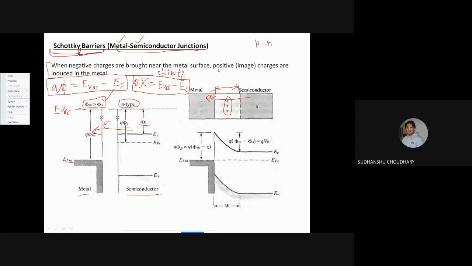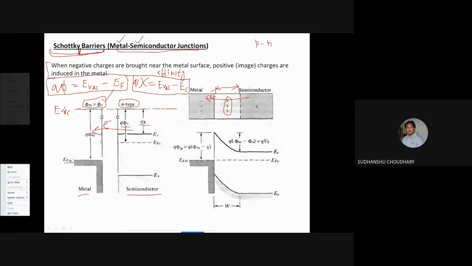Now because of this charge transport, the Fermi level will be aligned. The Fermi level will be constant at equilibrium, and since on this side we have positive charges and on this side we have negative charges, the effect is that the energy bands on this side will be pushed down, and the energy bands on the metal side will be pulled up because negative charges are appearing over here. So the energy bands in the N type bend like this.